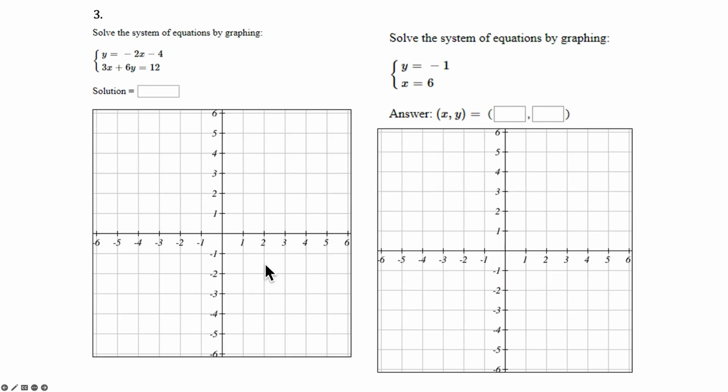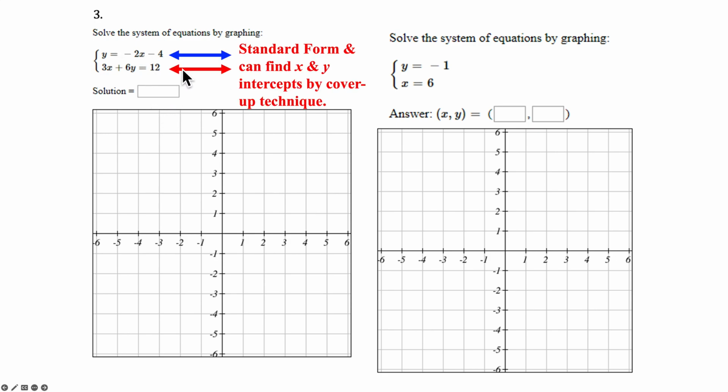All right, number 3 here, first line in blue, second in red, but that's in standard form. So again, we'll find the X and Y intercepts by using the cover-up technique. Don't forget, you might need to use the slope. Remember, 3 is the A, so -3 over +6 for the B. That's -1/2. So if we need the slope, we can plot more points if we're trying to find out where they intersect.